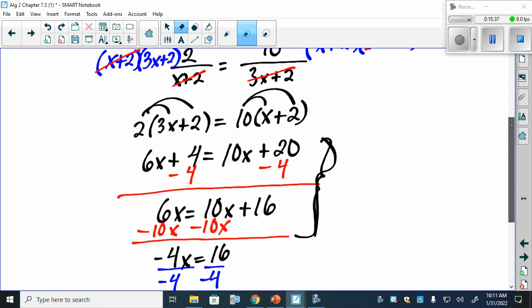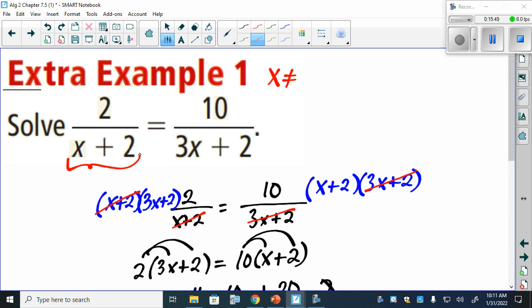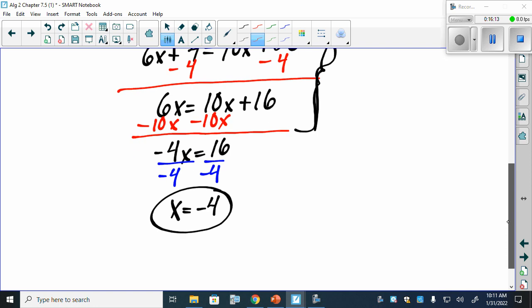Now, our restrictions on this here, if we solve for this here, x plus 2, what value of x is going to make it equal 0? Negative 2. And if we looked at 3x plus 2, what's going to make it negative 2/3? Because when we look at this here, well, plus 2, I would need to subtract 2 and then divide by 3. And negative 2 and 2/3 do not match up with our answer of negative 4. So that is the solution. Any questions on this here?